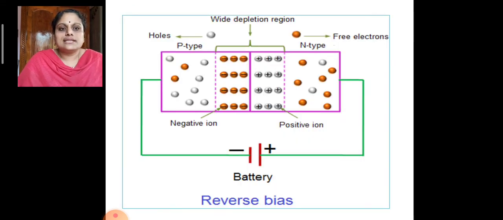Now, let us see the case of reverse biasing. When the P-type region of the PN junction diode is connected to the negative terminal of the battery and the N region is connected to the positive terminal of the battery, then this type of biasing is called reverse biasing. In this type of biasing, the width of the depletion region will be very large.